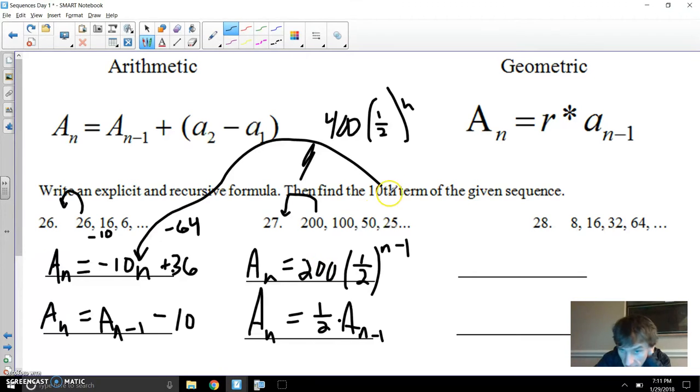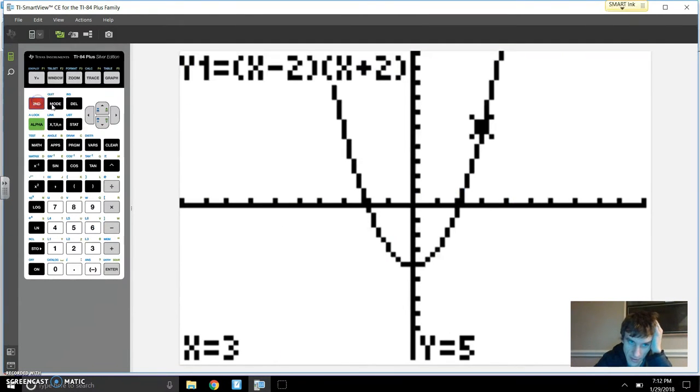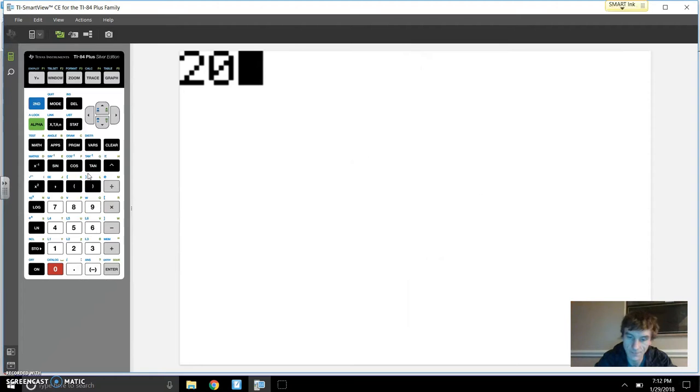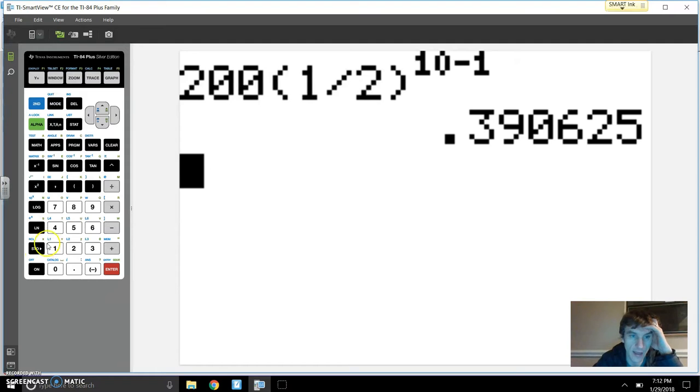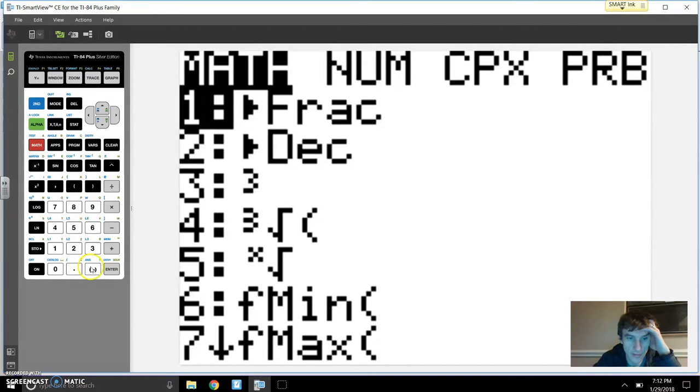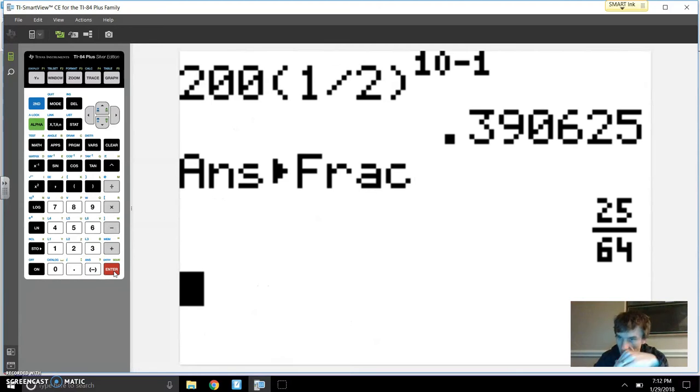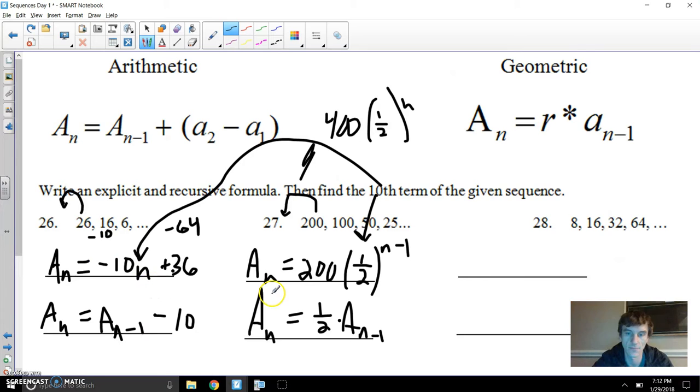So again, if we're going to plug 10 into something, I think I'd rather plug 10 into this one because it's going to make it a little easier to calculate. So let's use my graphing calculator here. 200 times 1/2. We're going to raise that to the 10th. Okay? So that's one way we could do it. That gives me 0.39. So I'm going to press math enter to see what that value is. 25/64. So that is going to be your next value, or your 10th value rather. So you do 28. Tell me how you feel about that tomorrow in class.